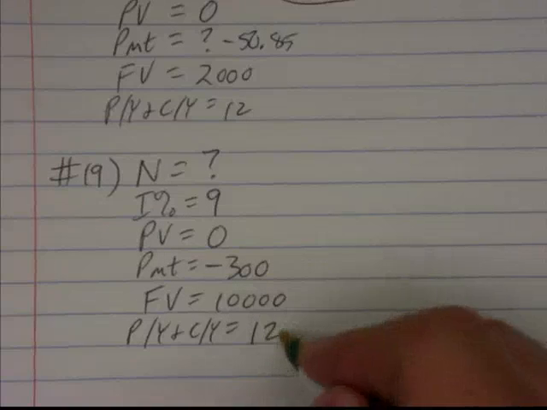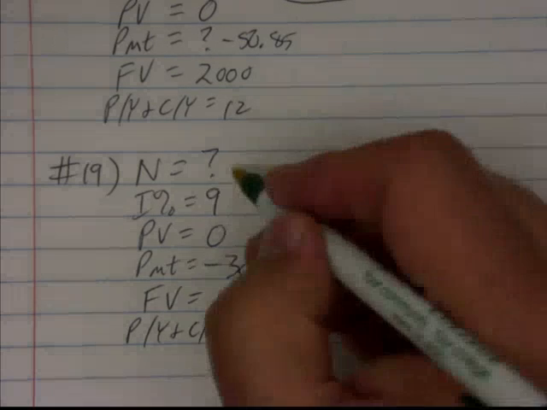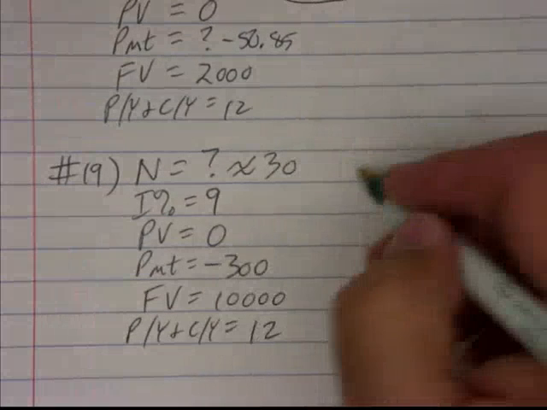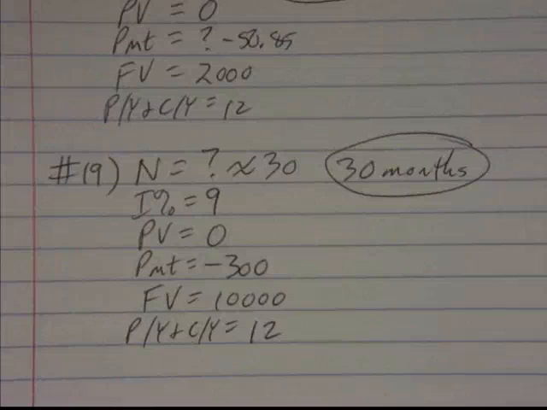And we're doing this monthly. All right, so I'm going to plug all that in. And just hit alpha solve on the number of months, and that comes out to be about 30 months when we round it off. Okay, so you can find anything of these unknowns. You can find your payment, you can find your number of payments, you can find your future value, your present value, any of those things. All right, the last one from Chapter 9 is number 21.